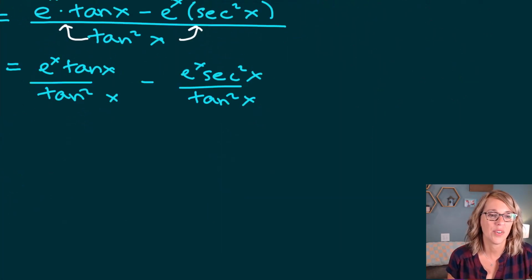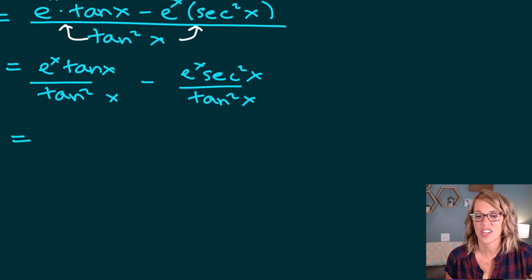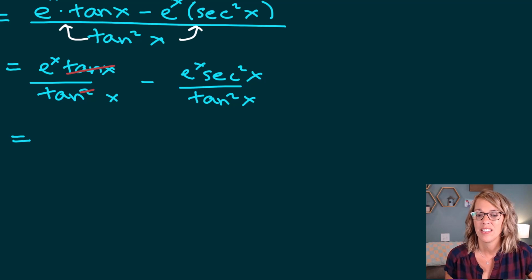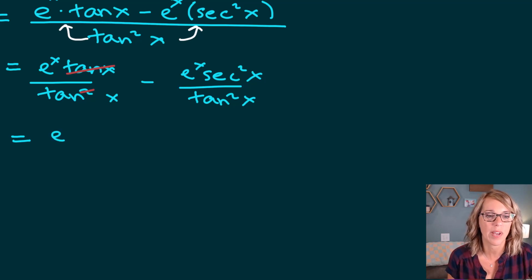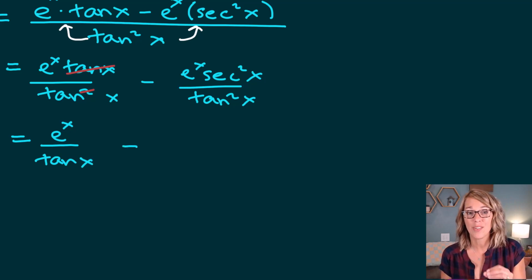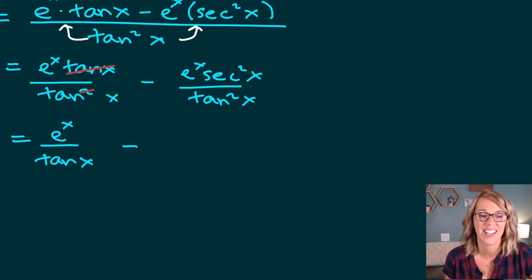So as I continue, I can cancel a tangent in that first fraction. So I can cancel this tangent. That's going to leave me with e to the x divided by tan x. Now, in the second fraction, it's not clear because of the form, but I can do some canceling if I get everything into sines and cosines. So I'm going to leave the e to the x.